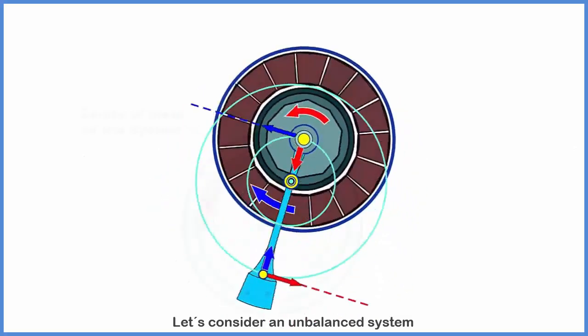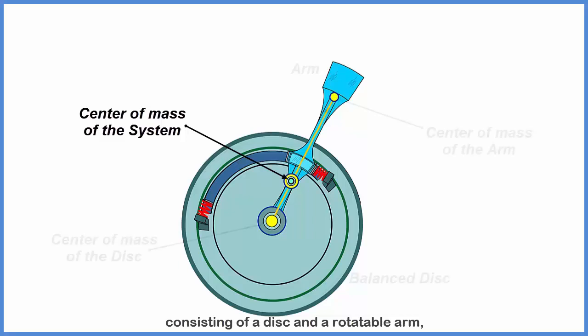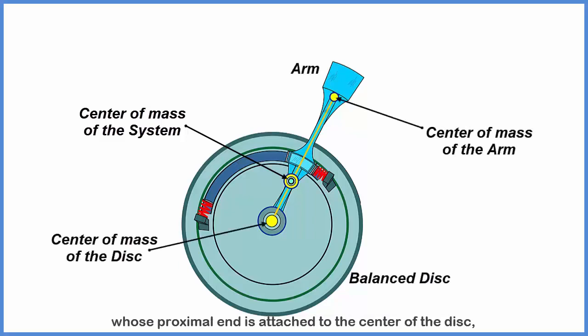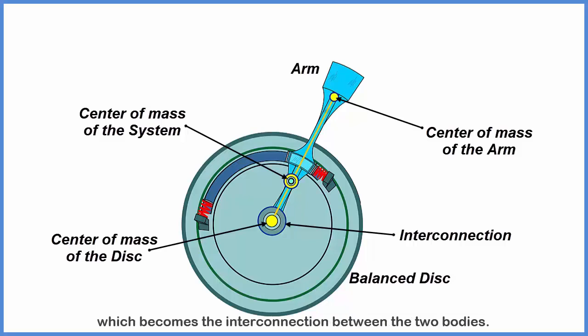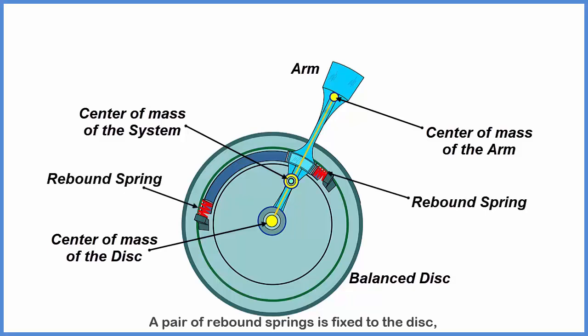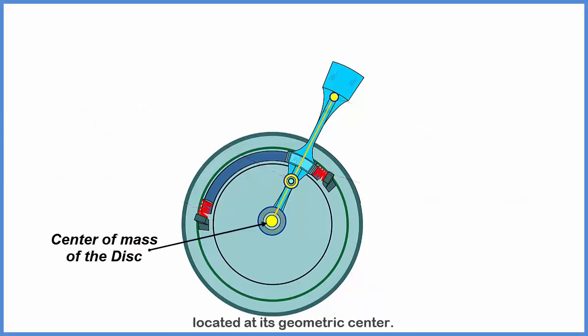Let's consider an unbalanced system consisting of a disk and a rotatable arm, whose proximal end is attached to the center of the disk, which becomes the interconnection between the two bodies. A pair of rebound springs is fixed to the disk, limiting the rotation of the center of mass of the arm around the center of mass of the disk, located at its geometric center.